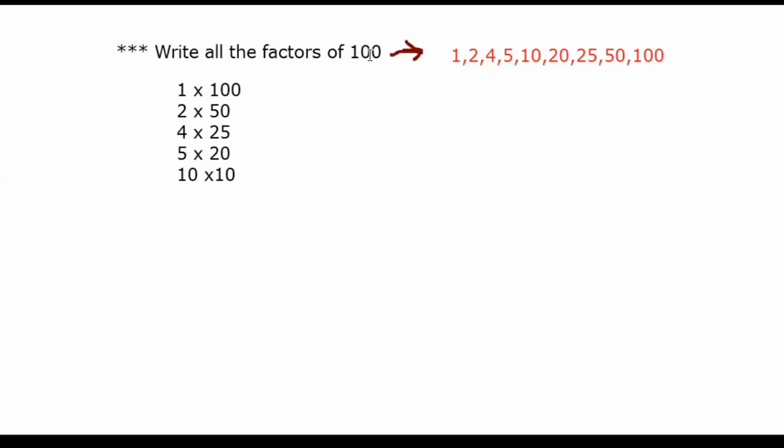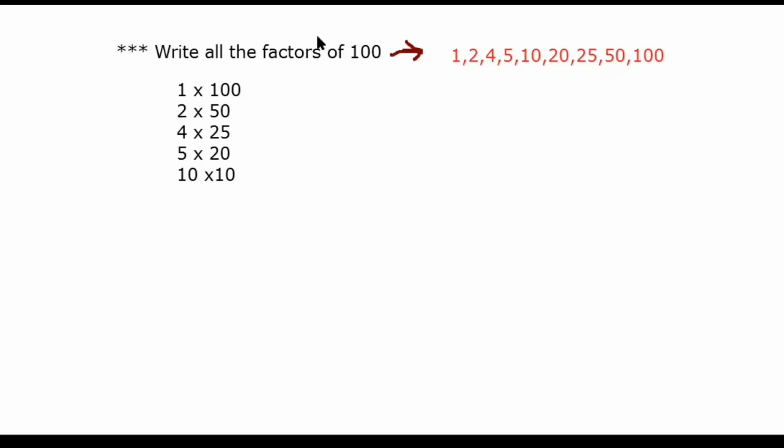Then, for example, the factors of 100 are 1, 2, 4, 5, 10, 20, 25, 50, 100. The value 100 divides by each of these values without a remainder. That is why we say these are the factors of 100. Is it clear? Can we tick? Yes, you can put it.